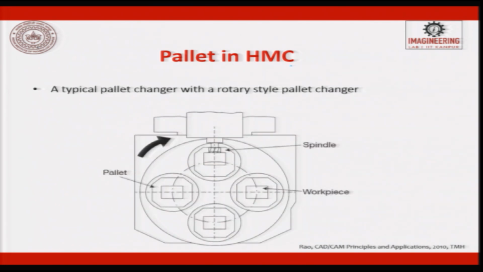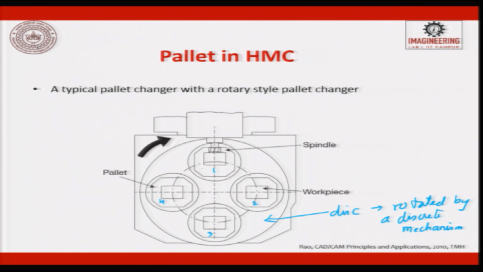So, a pallet in an HMC, this is a typical pallet changer. Here is a spindle. Here there are 4 pallets, and on each pallet you can start locating a part. These pallets will be sitting on top of a disc. This disc will be rotated by a discrete mechanism, which is nothing but a Geneva mechanism kept at the bottom. So, it indexes and it stops.